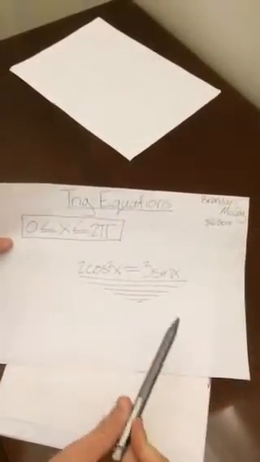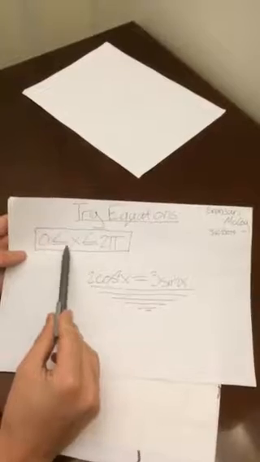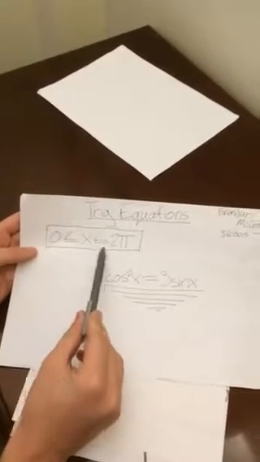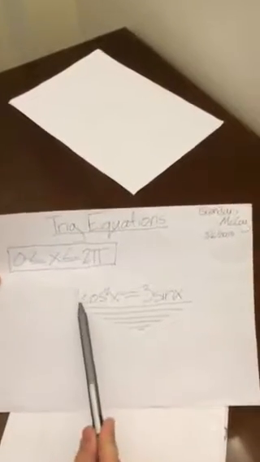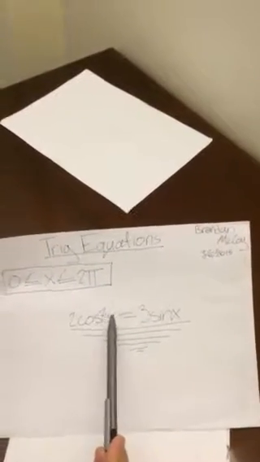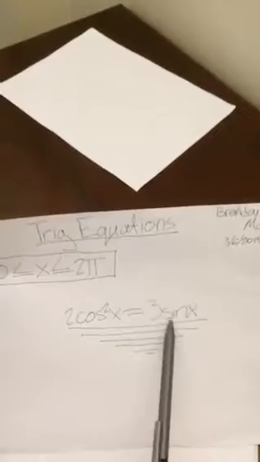My name is Brendan McCoy, and as I stated a few seconds ago, we are solving trig equations with the domain x is greater than or equal to 0 and less than or equal to 2 pi. The specific trig equation we're going to be looking at today is 2 cosine squared x equals 3 sine x.